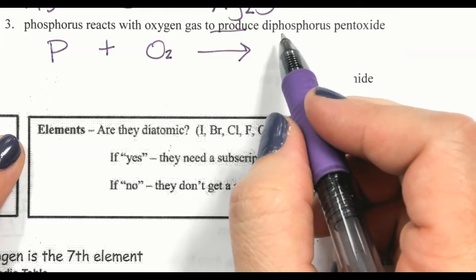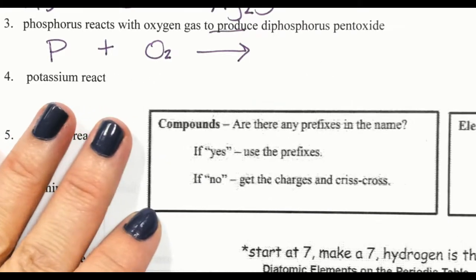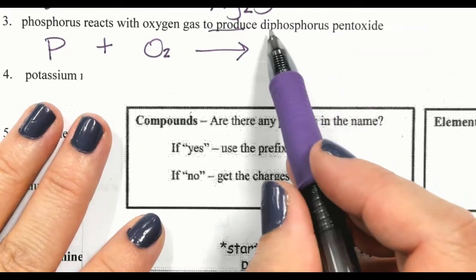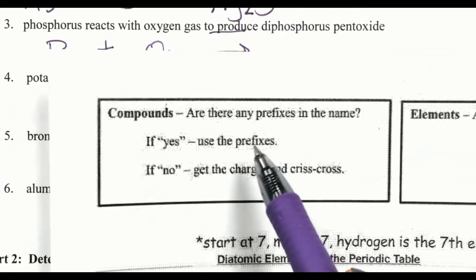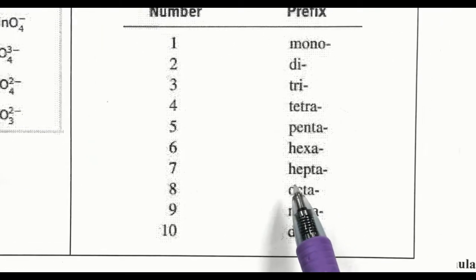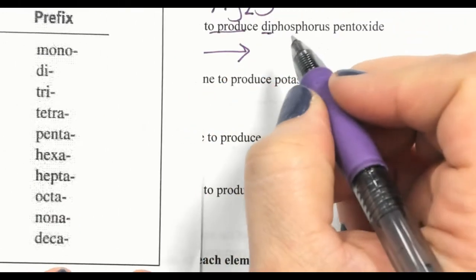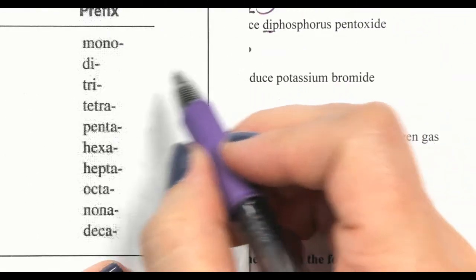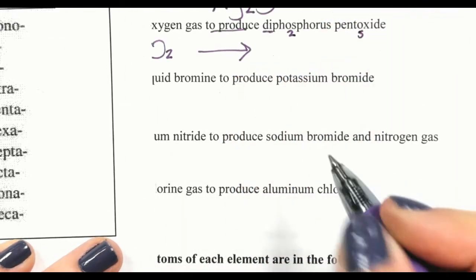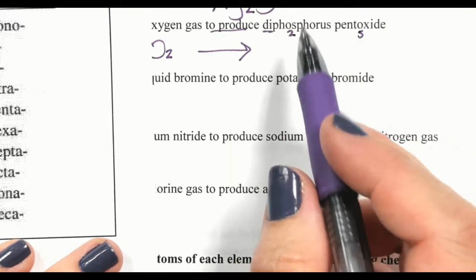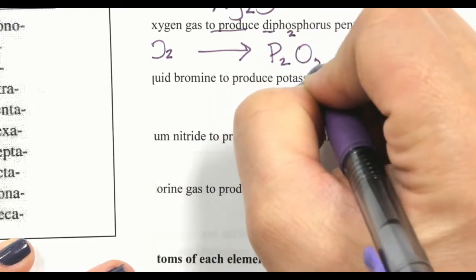And now we're going to look at the product, diphosphorus pentoxide. That's a compound. The question is, does that compound have prefixes? You see the words "di" and "pent"; those are prefixes, so we're going to use the prefixes to determine our subscripts. If you recall, these are the prefixes: we have di here, which is going to be 2, and then we have penta, which is going to be 5. So this has a subscript of 2, and this has a subscript of 5. We don't switch, crisscross, or move anything around with prefixes. So it's just going to be P subscript 2, O subscript 5.